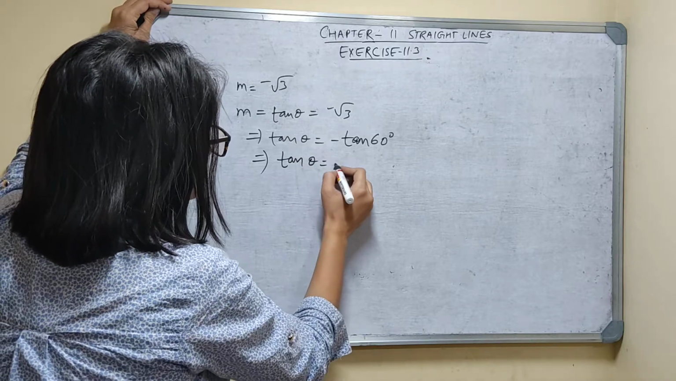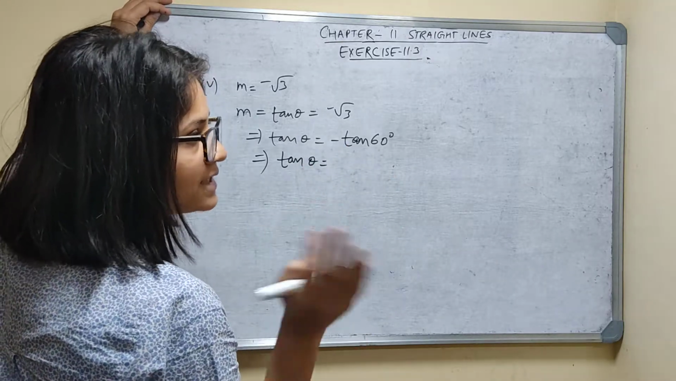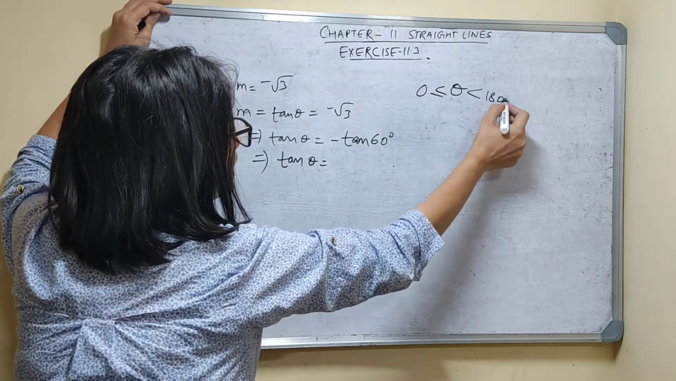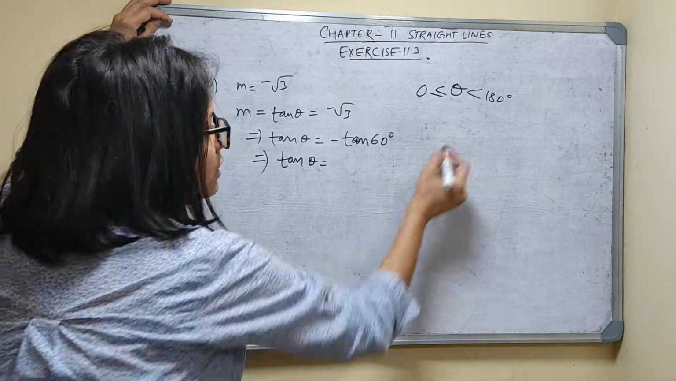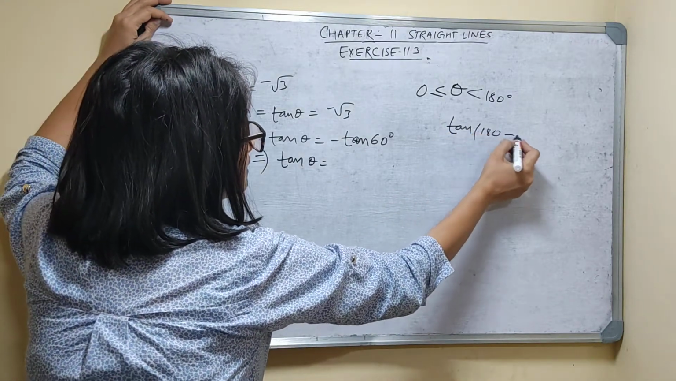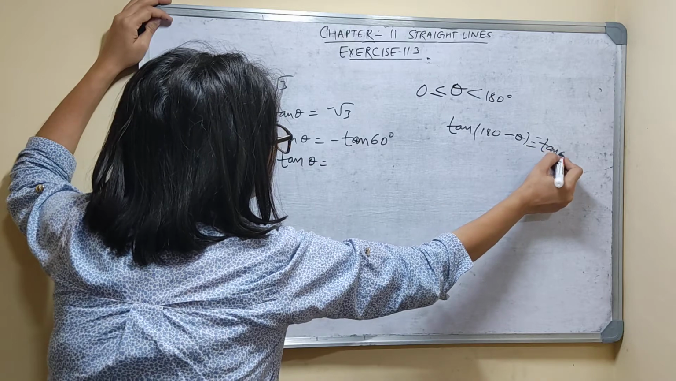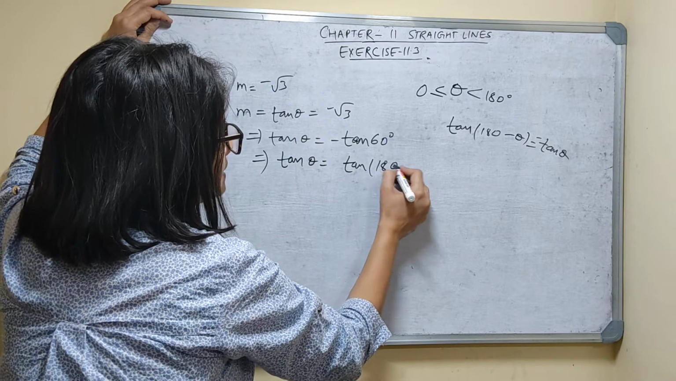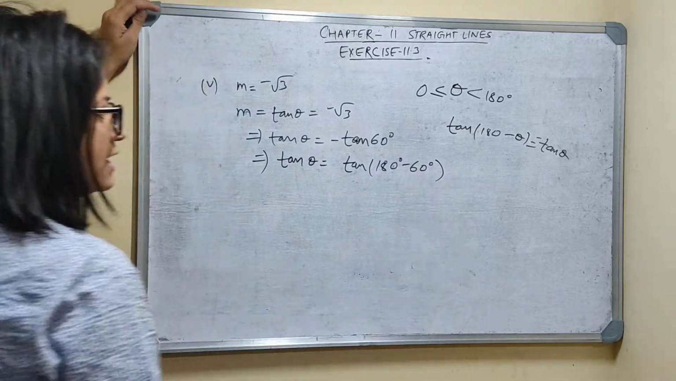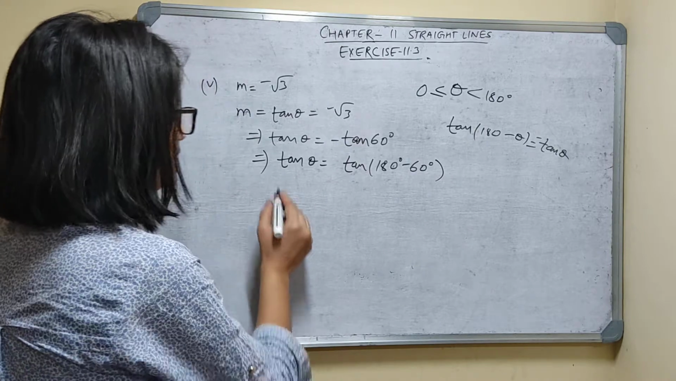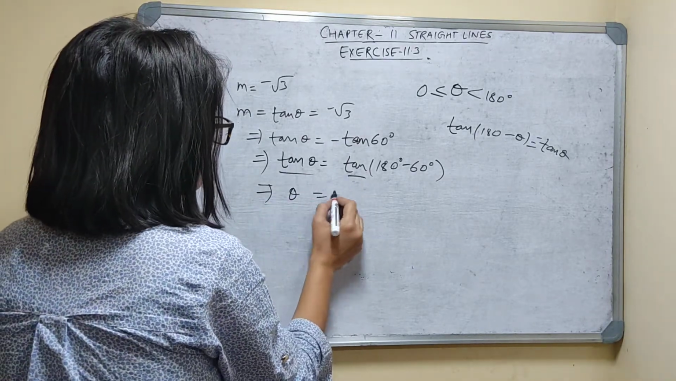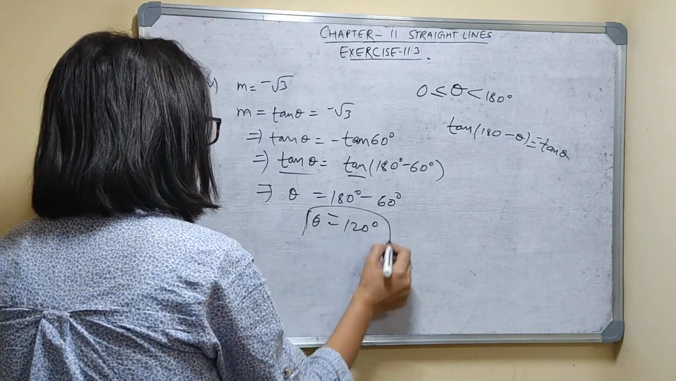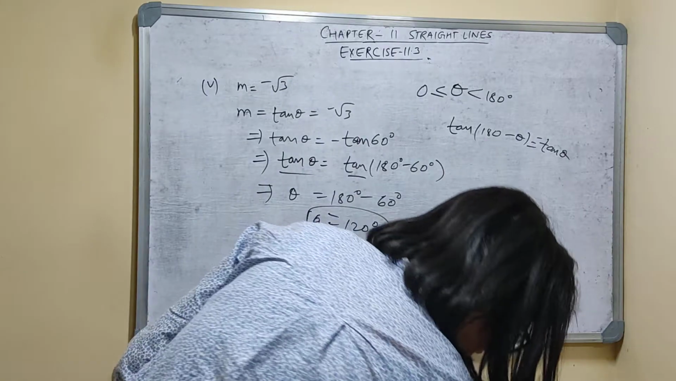So tan theta is equal to minus tan theta. When I will get minus tan theta? And theta should be between what? 0 to 180. So I can subtract from 180. I know tan of 180 minus theta is equal to what? Minus tan theta. So minus tan 60 I can write what? Tan of 180 degree minus 60. Tan 180 minus 60 I will get what? Minus tan 60. Now theta is equal to what? 180 minus 60 degree. 180 minus 60 is what? 120 degree. Theta is what? 120 degree is the answer. Now part 6th.